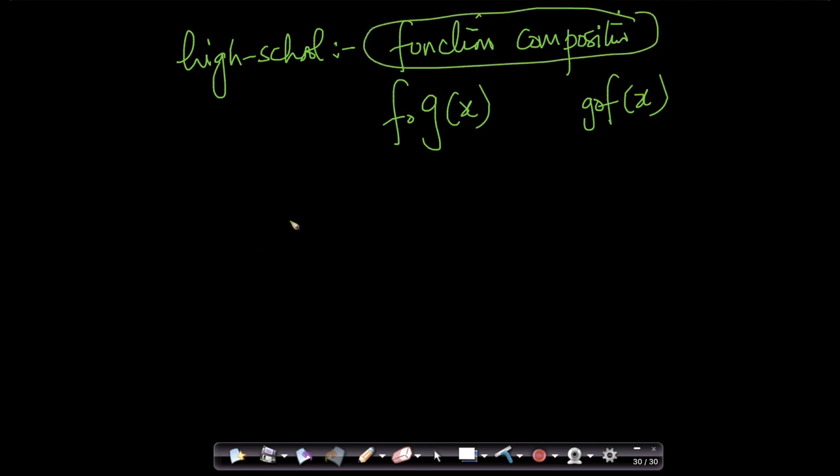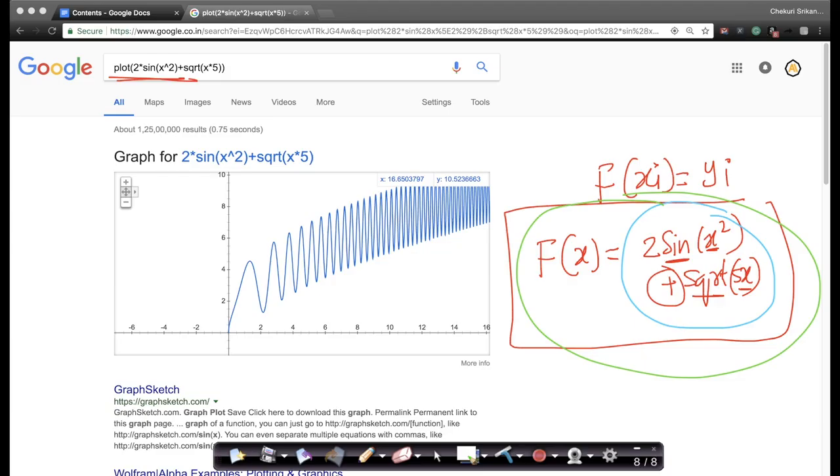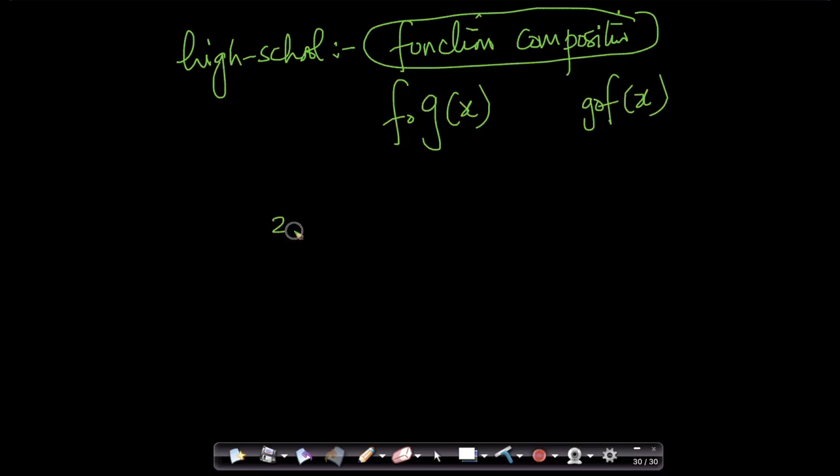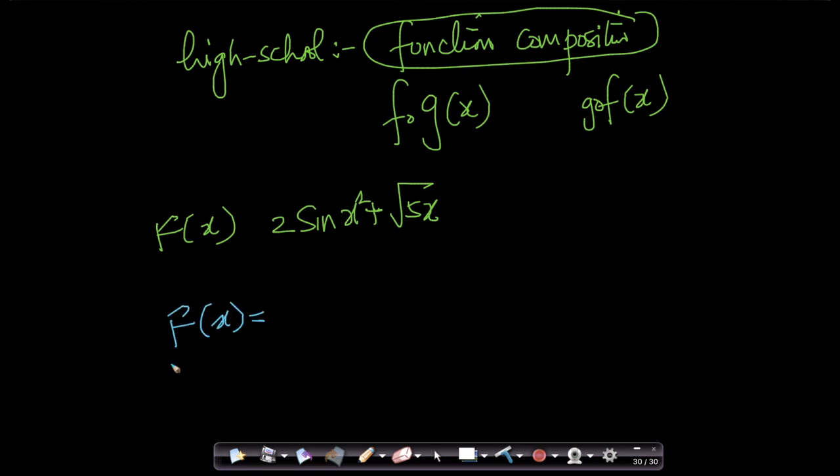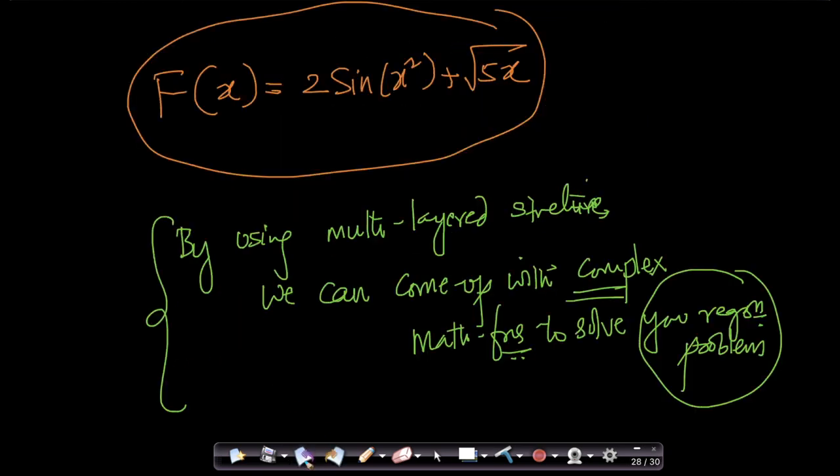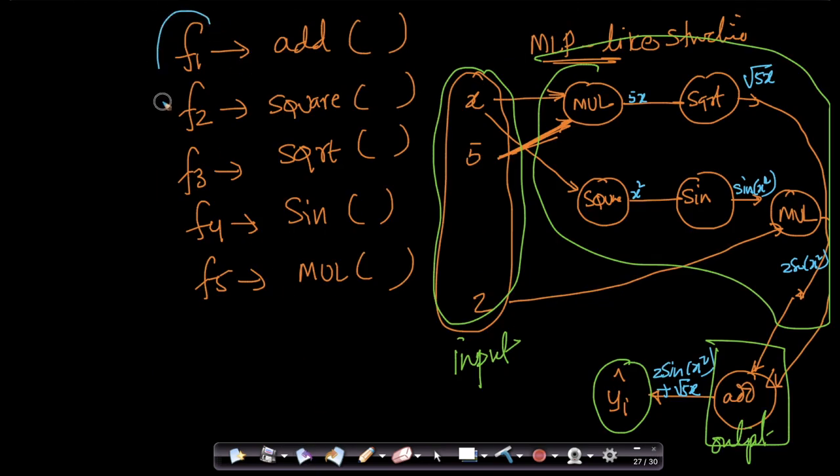Literally what it means is, let's take our problem. What is our problem here? 2 times sine x square plus square root of 5x. This is our capital F of x, no? Now this capital F of x can be written as, if you recall these functions that we had here, you can write the capital F in terms of f1, f2, f3, f4, f5. You can write it like this.